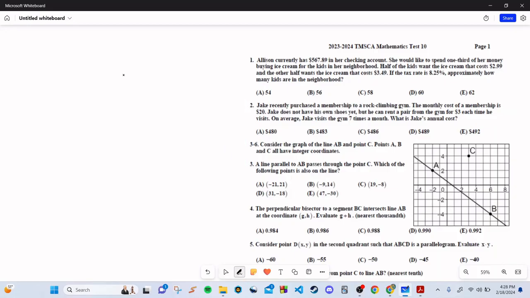Okay, so I'm going to try and rush through this test. This is going to be an explanation of the TMSCA test 10 from this year, math test. So, okay, question 1.